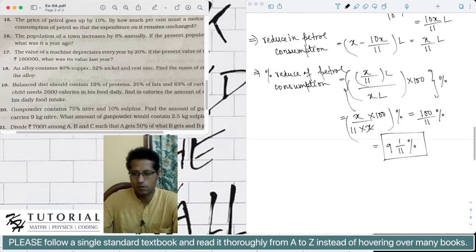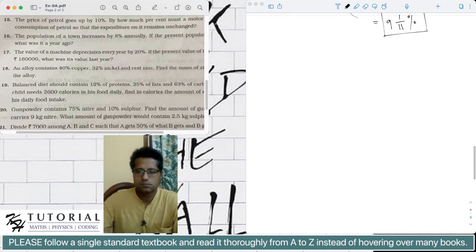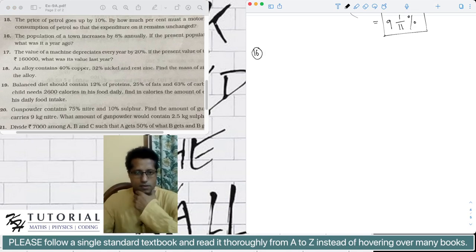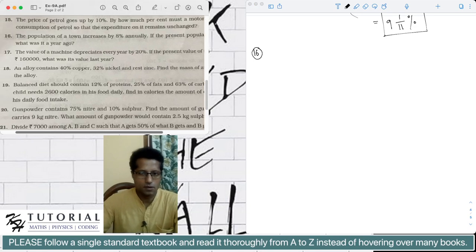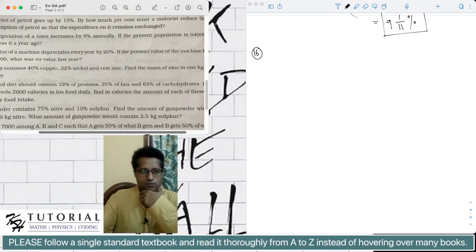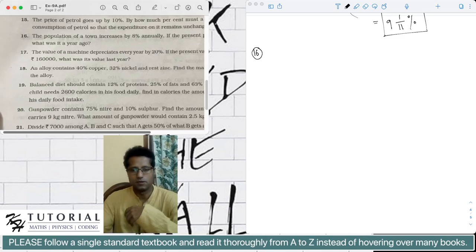Okay. Let's do problem number 16. The population of a town increases by 8% annually. If the present population is 54,000, what was it a year ago? So it says that in 1 year the population increases by 8%. And if the present population is 54,000, what was the population a year ago?